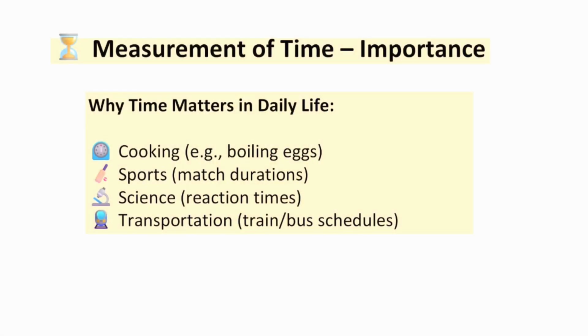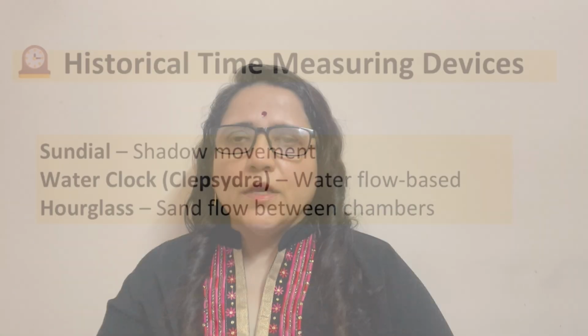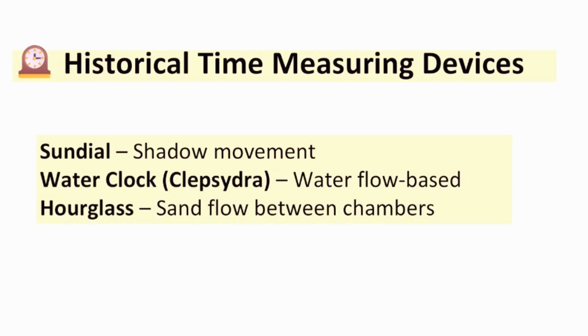Measurement of time. We use time every day to cook, to catch buses, to play sports. History. Before clocks, people used smart tools to tell time. The sundial used shadows. The water clocks dripped steadily. And the hourglass counted seconds with sand.